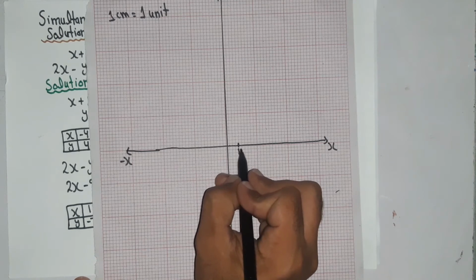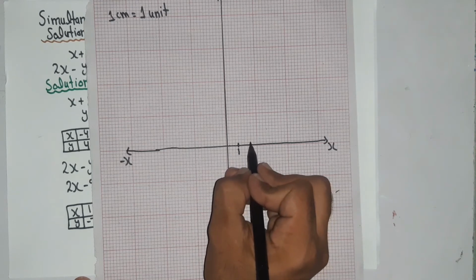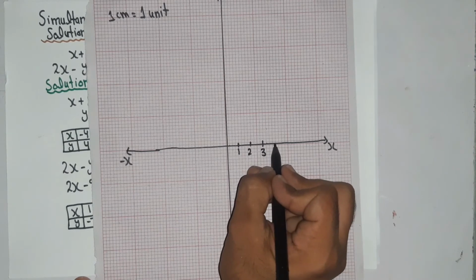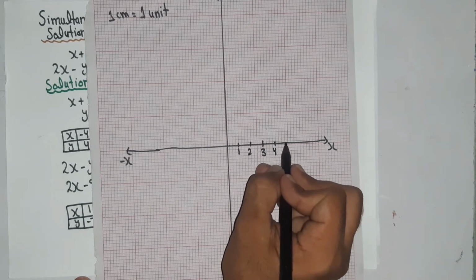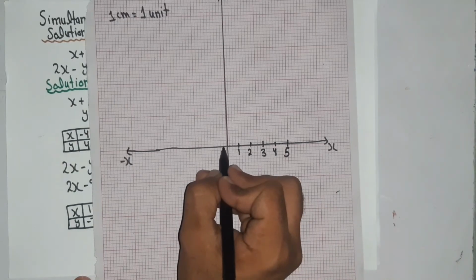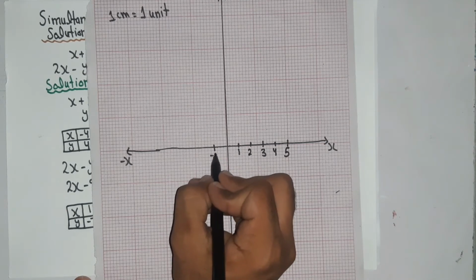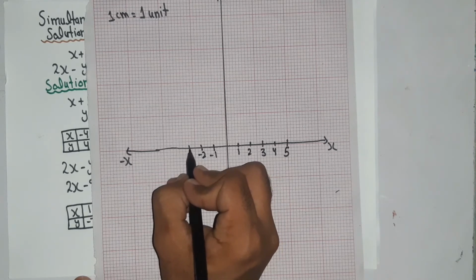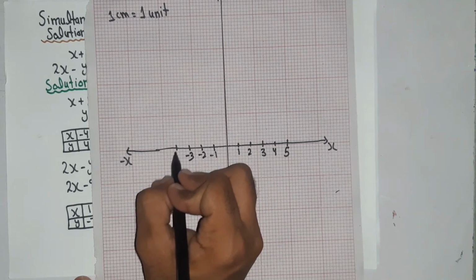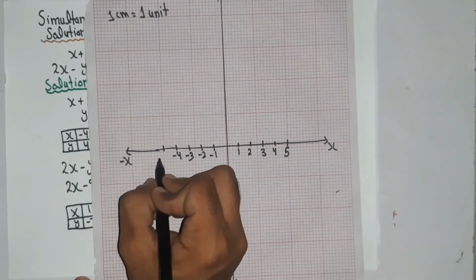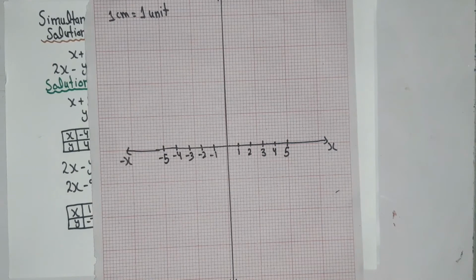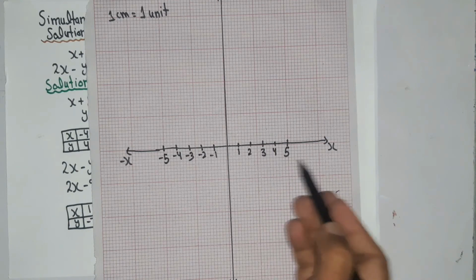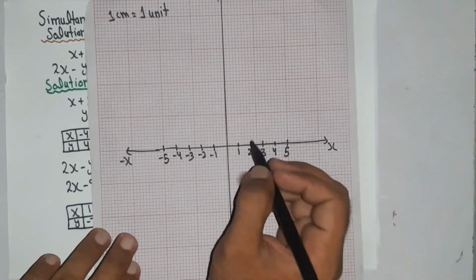1 2 3 4. Then 1 2 3 4 will be 2. 1 2 3 4 will be 3. 1 2 3 4, 1 2 3 4, then 5. Similarly, 1 2 3 4 minus 1. 1 2 3 4 minus 2. Then 1 2 3 4 minus 3. Similarly, we will draw the coordinates of y. Because we have the values of x that are less than 5, we don't have to write more values of x.